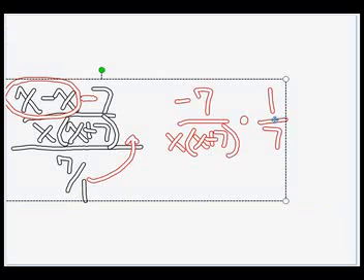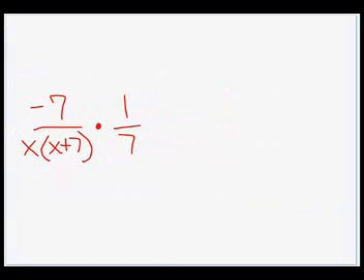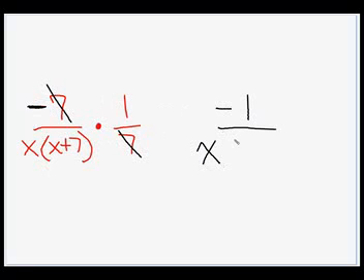And it looks like we have one more cancellation or reduction here. On the diagonals, we have 7s. So those are going to cancel out to 1s. Divide by 7 and you get a 1. Again, don't forget the negative sign. That's still part of our answer. If we multiply across, we have a -1 numerator, and our denominator is x times quantity x plus 7.